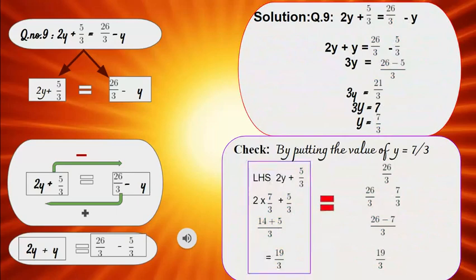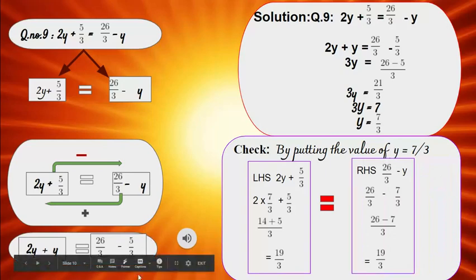Now see right side. Right side it is given 26 upon 3 minus y. So here minus y we can put as minus 7 upon 3. So 26 upon 3 minus 7 upon 3. 26 minus 7, that is 19. So right side also we got 19 upon 3. So LHS is equal to RHS. So our answer is correct.